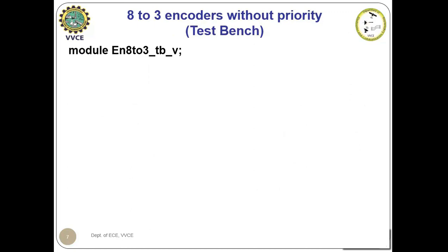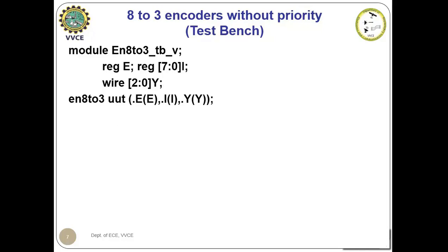As I've told you, module keyword, your test bench name, and there is no input and output declaration in the test bench. The test bench name will be terminated with semicolon. Then all your inputs will be declared as register, that is register E, register I, then output as wire. Then call your module, encoder module, EN83, unit under test is the instantiation name, and map your inputs of the test bench with the module inputs.